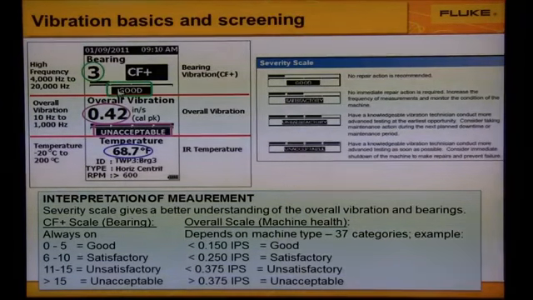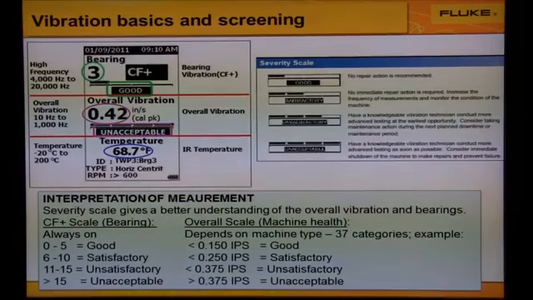This scale does not depend on a machine type and does not require a machine category during setup. It is displayed anytime the measurement is taken, as long as it's greater than 600 RPM. The other severity scale is based on overall vibration and shows the machine's health. See the purple circle and box.